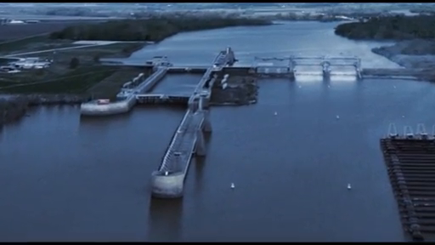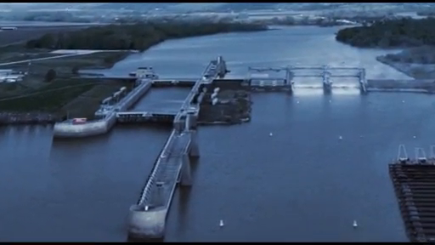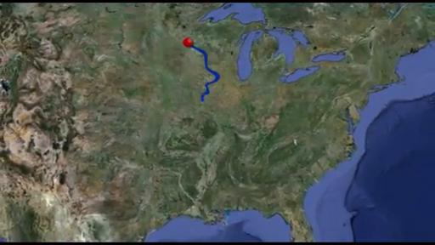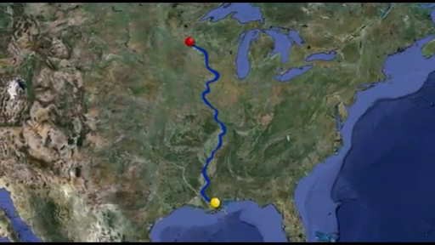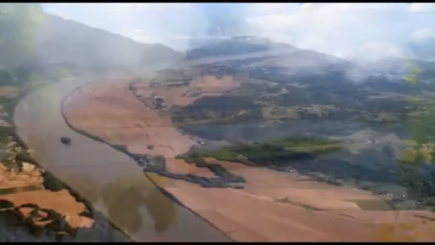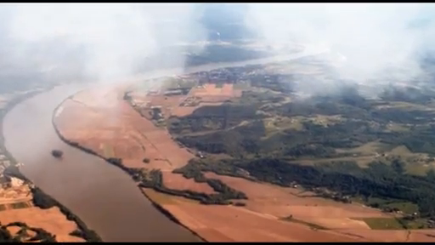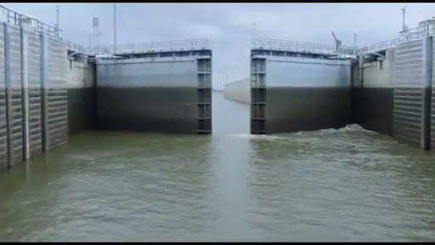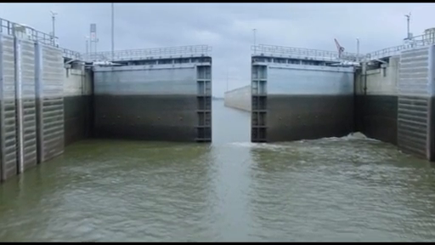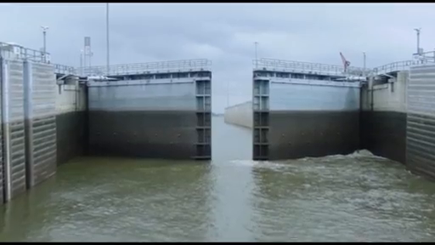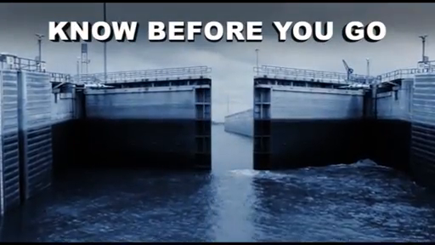The experience of locking through can open up a whole new world of possibilities. You can travel from St. Paul, Minnesota to New Orleans, Louisiana on the mighty Mississippi River. Travel along the beautiful Columbia River in the Northwest. Or spend the day on the Illinois or Ohio River with family and friends. Locking through might look difficult and appear confusing, but it is actually an easy and safe process as long as you do some research and know before you go.